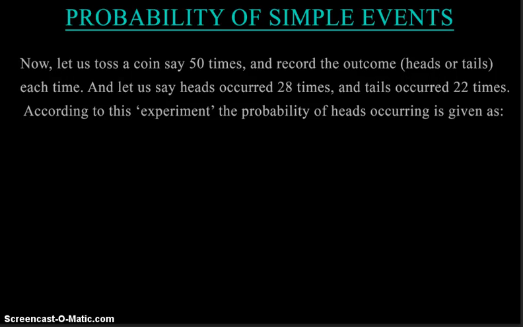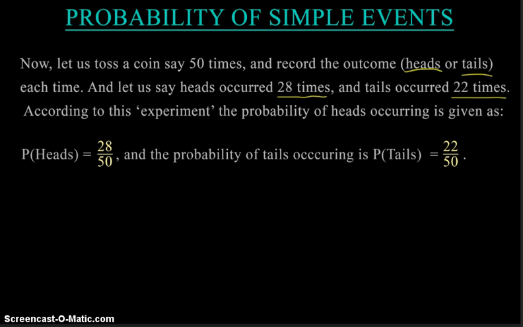Okay, so now let us toss a coin, say 50 times, and record the outcome, heads or tails, each time. And let us say heads occurred 28 times, kunwari 28 times, and the tails occurred 22 times. So according to this experiment, the probability of heads, or P of heads, is equal to 28 by 50.